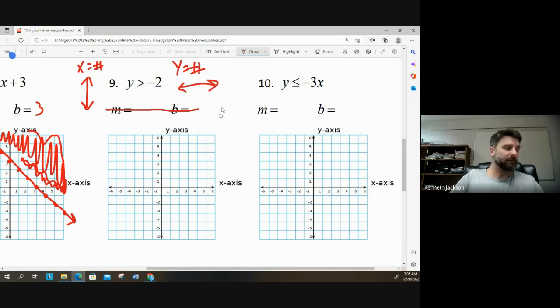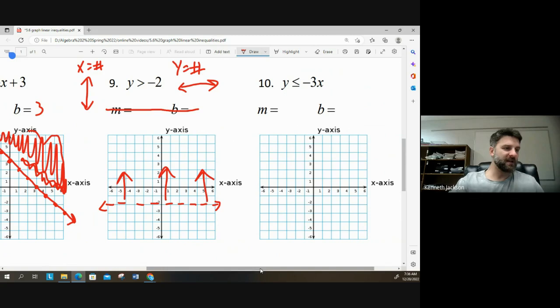Well, I tried to make it horizontal. So on number 9, I have a horizontal line. Y is greater than -2, but this horizontal line needs to be dashed because it's not equal to. So I have a dashed horizontal line. Y is greater than -2. Greater than meaning bigger. Y is bigger than -2. Well, all of those answers would be up here. So you could either scribble like I do, or you could just put some arrows to say, hey, I'm shading up that direction. Doesn't matter.